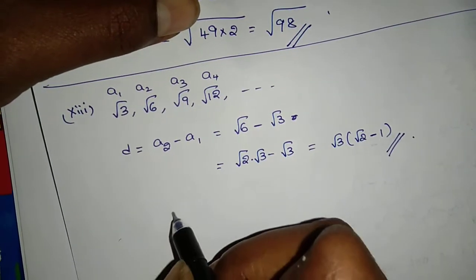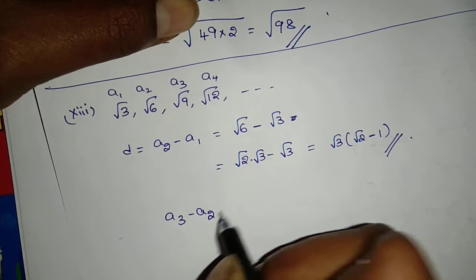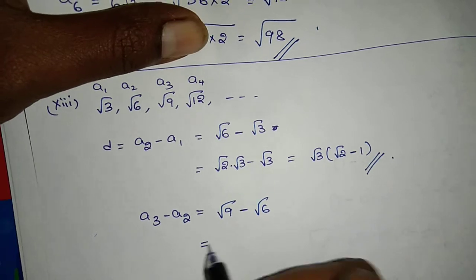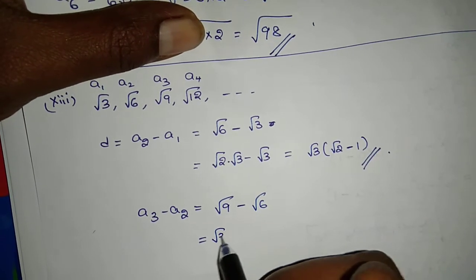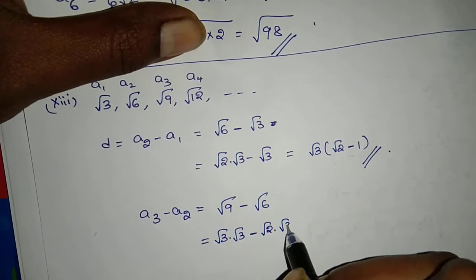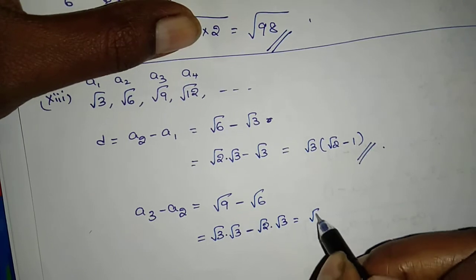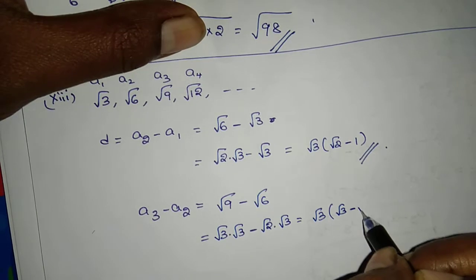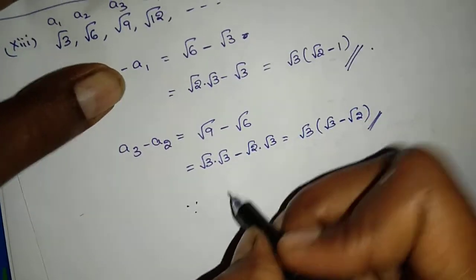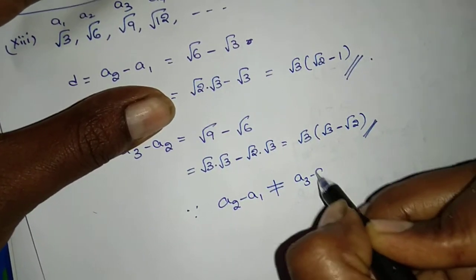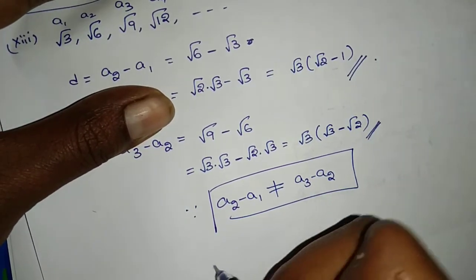Now find a3 minus a2. What is the A3 value? Root 9 minus root 6. How can I write root 9? Root 3 into root 3, because 3 3s are 9. Here, root 2 into root 3. Shall I take root 3 common again? Then what is remaining here? Root 3. Here, what is remaining? Root 2. Are the both equal? No. Since A2 minus A1 is not equal to A3 minus A2, what can we say?